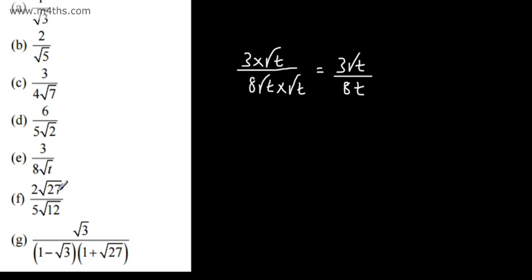Okay, let's look at this one right here. Now I've got 2 root 27 over 5 root 12. I'm thinking to myself here, do I really need to multiply the numerator and the denominator by root 12? You certainly could. What I'm looking at here though is that we've got some common factors, and I'm going to write this actually as 2 over 5, then it's going to be the root of 27 over 12.